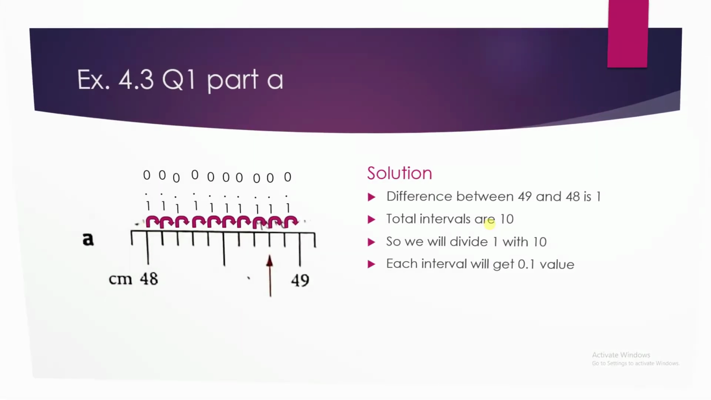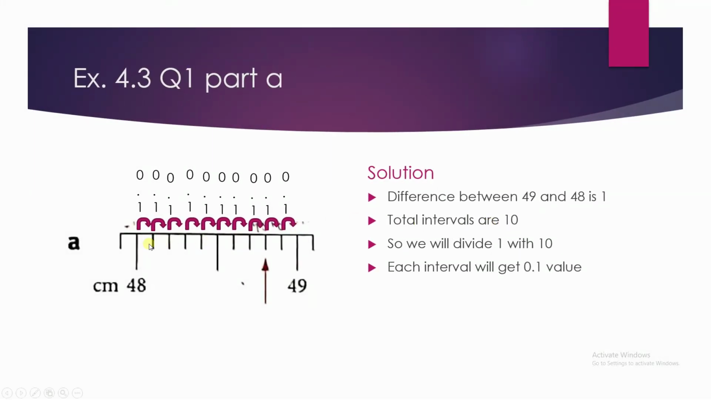Now the next step is, after finding the intervals, you have to divide the difference value by the total intervals. Our difference between 48 and 49 was 1. So we have to divide 1 into 10 equal parts. So each interval's value will be 0.1. So you will mark 0.1, 0.1, 0.1 in all the 10 intervals.